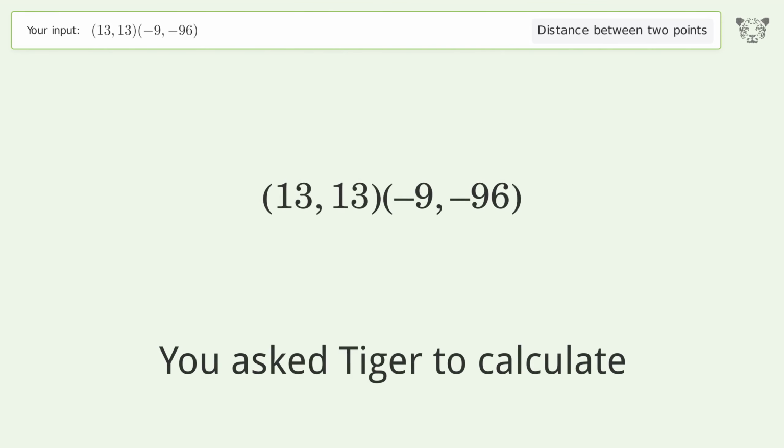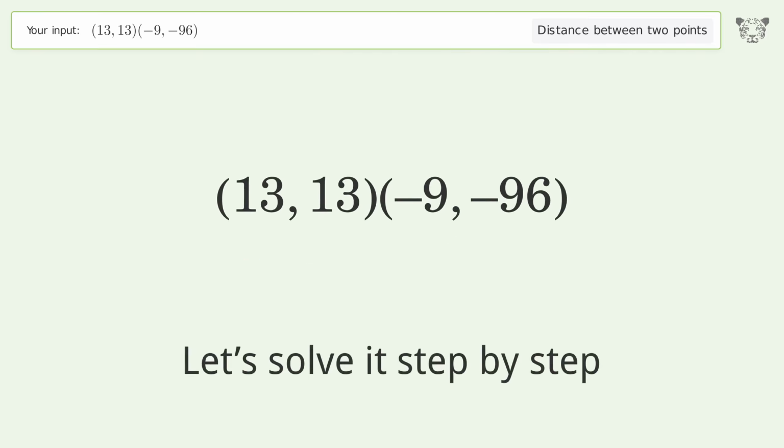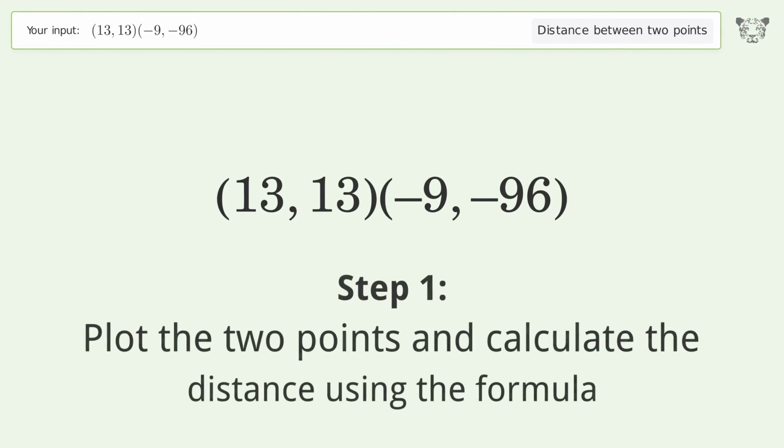You ask Tiger to calculate. This deals with the distance between 2 points. The distance between the 2 points is the square root of 12,365, or 111.198. Let's solve it step by step. Plot the 2 points and calculate the distance using the formula.